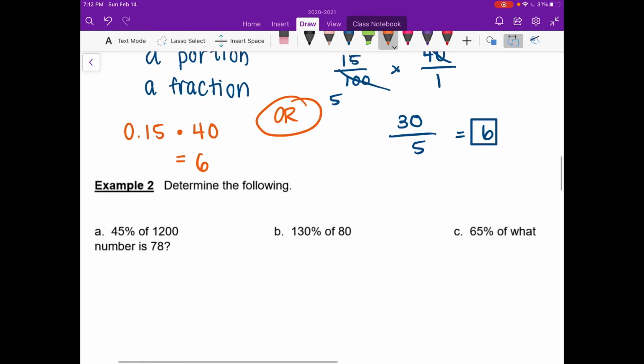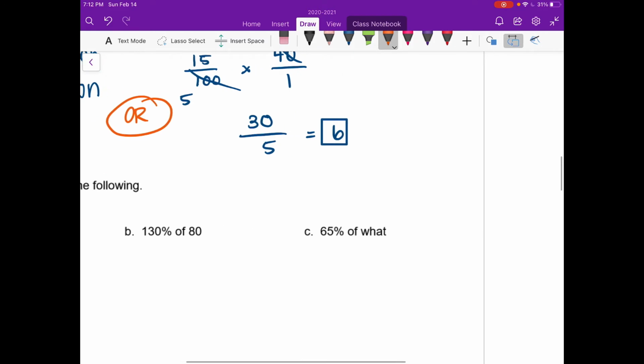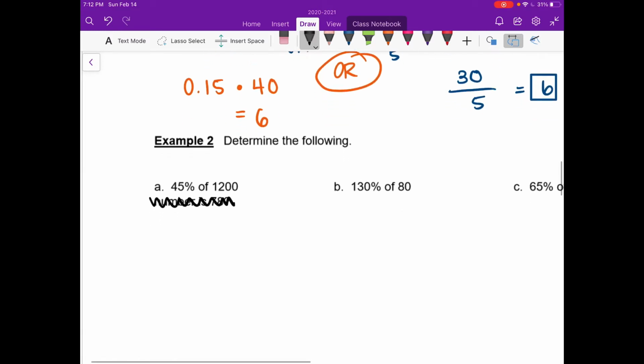Oops, sorry. We're just going to change this. So the C should just be 65% of what number is 78. So we're just going to get rid of this over here. Ignore that for now. Okay. So we have 45% of 1200.